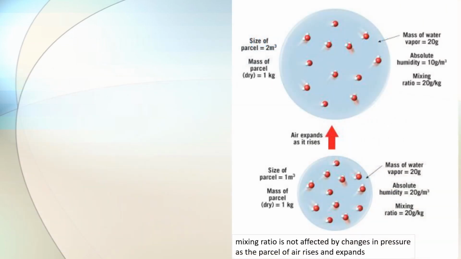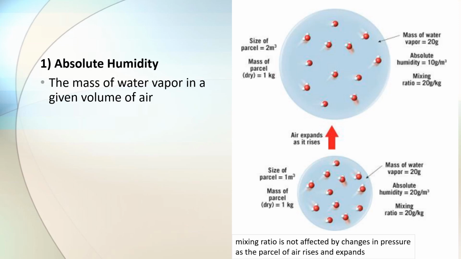So the first expression of humidity is what we call the absolute humidity. The absolute humidity is the mass of water vapor in a given volume of air. For example, just focus on this first circle. This circle is the volume of air, and the absolute humidity is the mass of the water vapor inside this volume of air. This one parcel of air is what we call the volume of air.